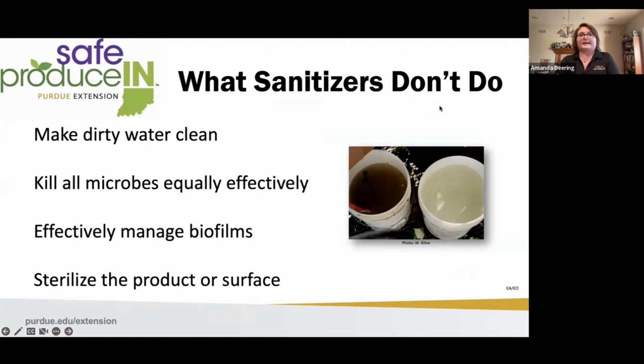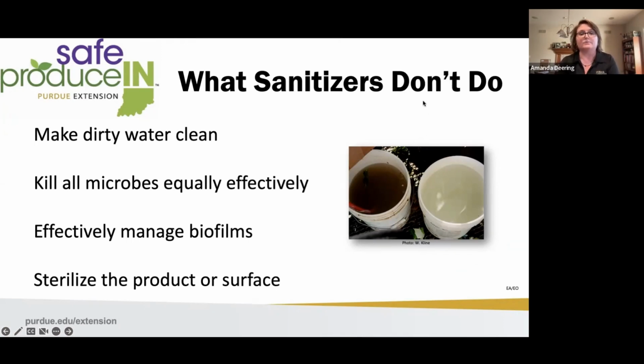So what don't sanitizers do? They're never going to make dirty water clean, right? A sanitizer is never going to turn this bucket of water here into that. They don't kill all bacteria equally effectively. They don't effectively manage biofilms.